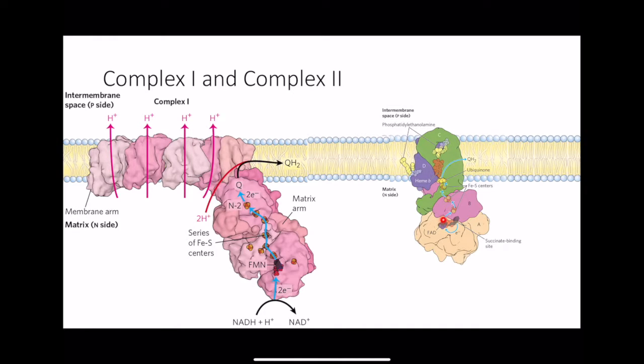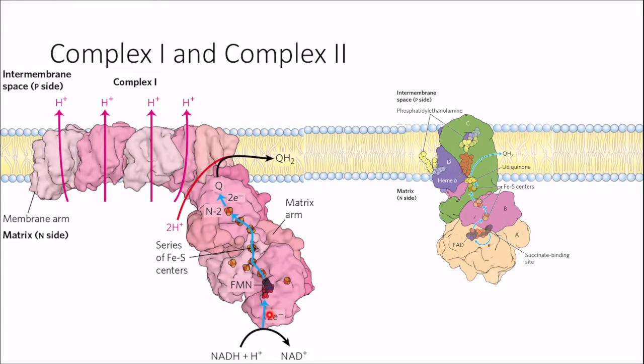And now we again see the flow of electrons through these iron sulfur centers, and will ultimately reduce ubiquinone into ubiquinol. So now that both complexes have formed these ubiquinol molecules, they will detach from the complexes and move on to the next step, which is complex 3.